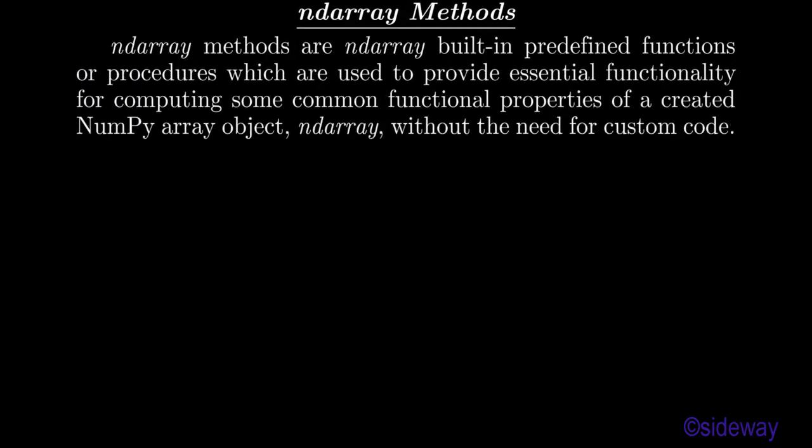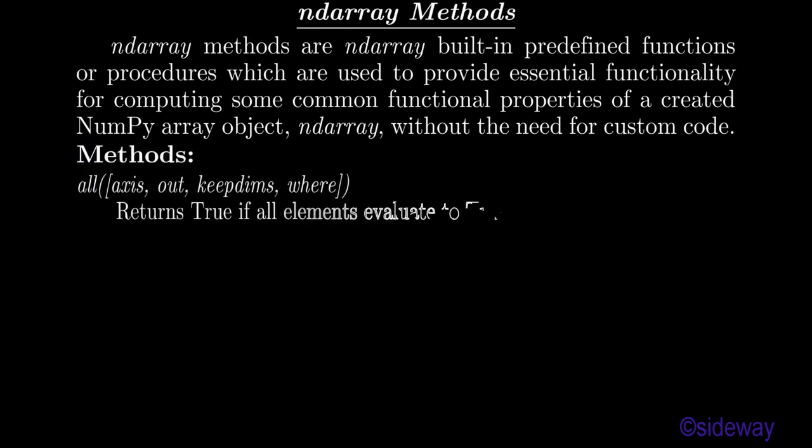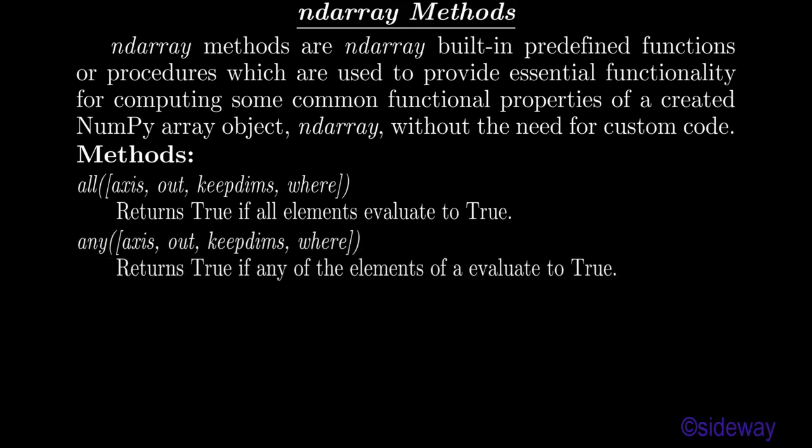ndarray methods. ndarray methods are built-in predefined functions or procedures, which are used to provide essential functionality for computing some common functional properties of a created NumPy array object, ndarray, without the need for custom code. Methods: all, axis, out, keepdims, where. Returns true if all elements evaluate to true. Any, axis, out, keepdims, where. Returns true if any of the elements evaluate to true.